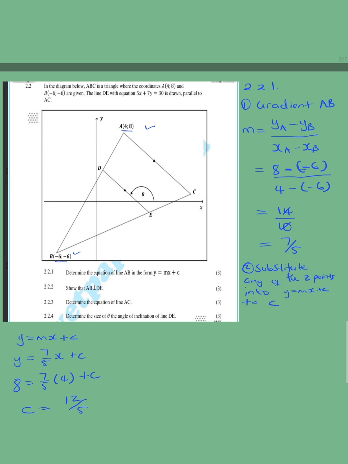All right, perfecto. Then writing our equation in full, I'm going to have y equals 7 over 5 x plus c, which is 12 over 5.